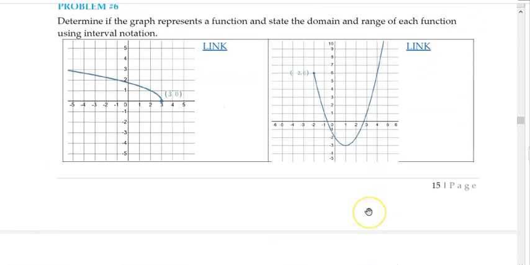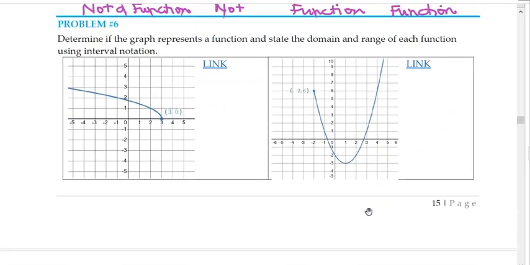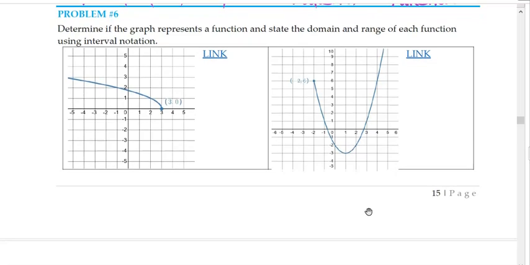All right, so now let's do this again. Let's see if these guys are functions, and then let's also give the domain and range, and we're going to write these in interval notation. If you are struggling with interval notation, if it doesn't look familiar to you, make sure you go and watch another video about interval notation.